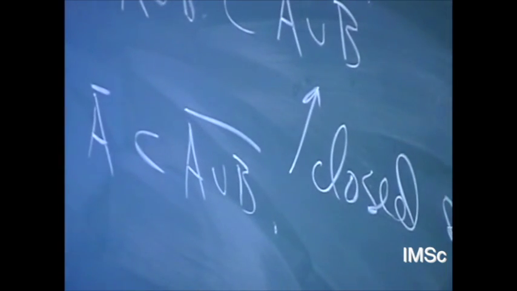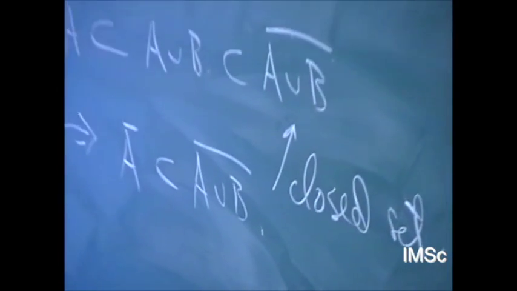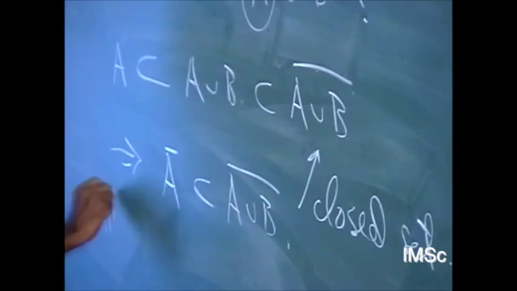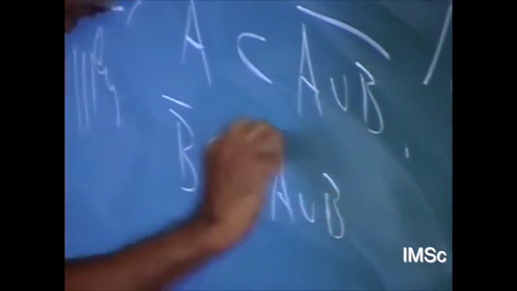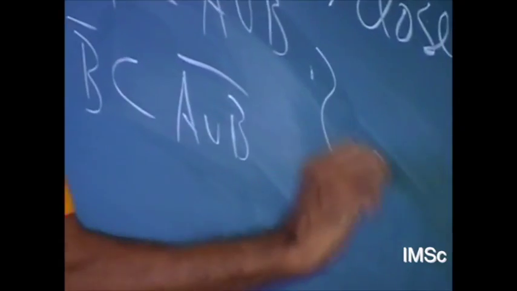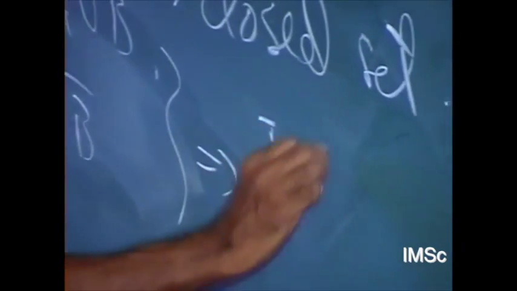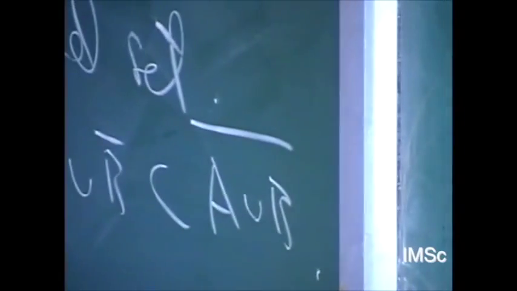Same way, B closure is contained in here. So similarly, B closure is contained in A union B closure. But these two together imply A closure union B closure is contained in A union B closure. The other way around is an exercise part. We're not going to discuss.